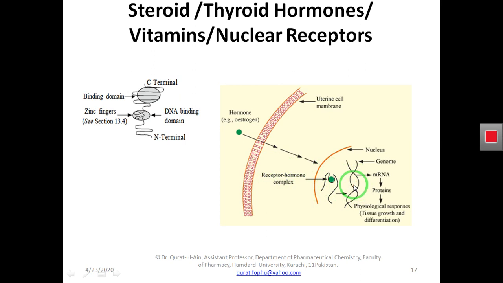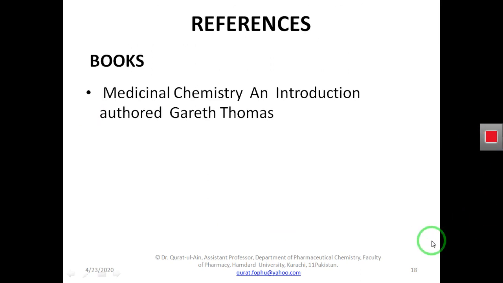And after this receptor hormone complex binds with the DNA, what happens? The DNA synthesizes messenger RNA, then the messenger RNA is translated into protein, and this protein is involved in various cell biomolecular processes and physiological responses, for example cell division, cell proliferation, and cell migration. So this is how these receptors work.